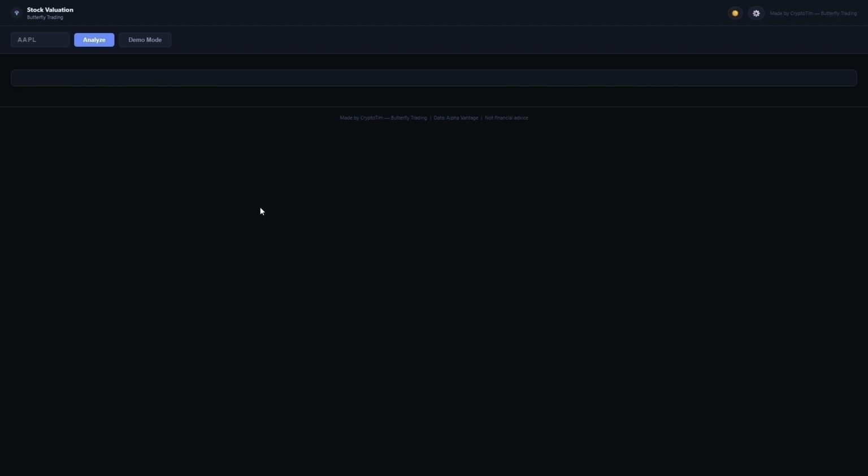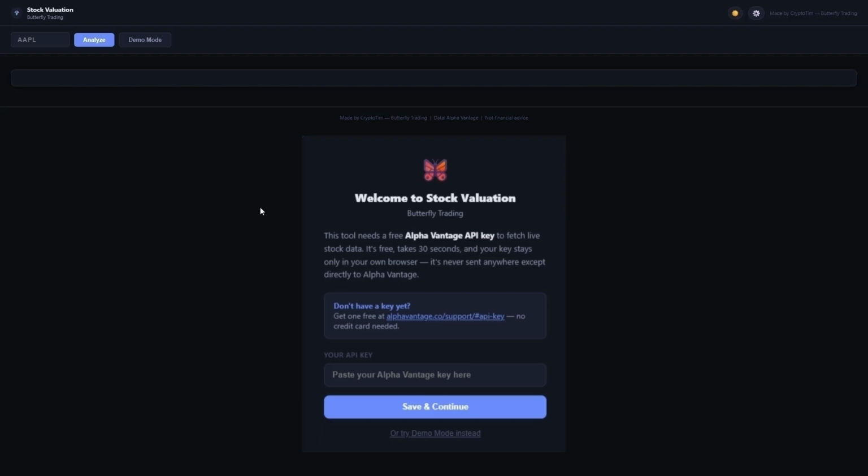So the first time you open this tool you will get a pop-up window which will ask you to connect your free financial data API of Alpha Vantage. It will also give you the link on how to get it. This is completely free, I'm not affiliated with them whatsoever. It's just the best API I could find for a free stock call.